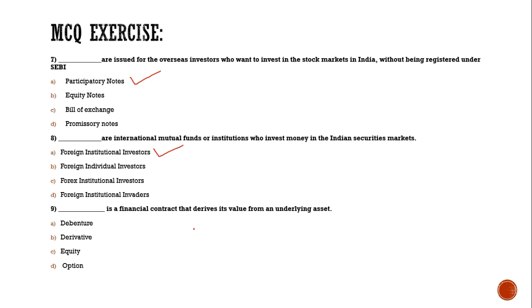And last, dash is a financial contract that derives its value from an underlying asset. The correct answer for that is derivatives. I hope everyone has got these 3 MCQs right. So with this, we can conclude our 4th module. Along with this, we can conclude all our video lectures based on International Finance for the PGDFM course under University of Mumbai.